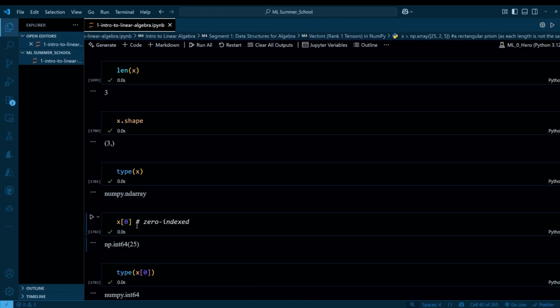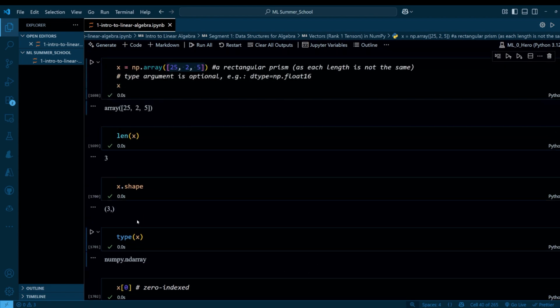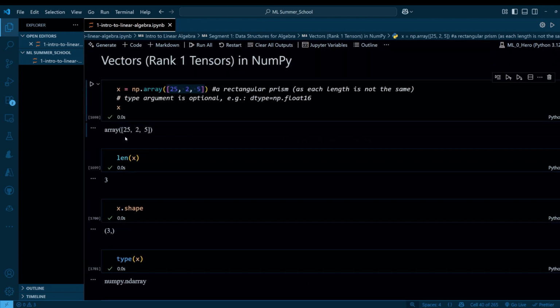Okay, you can also find the values from the array, like 25. There is something called an index. In coding we start with index 0, that means 25 has the index 0, then it is 1 and 2.